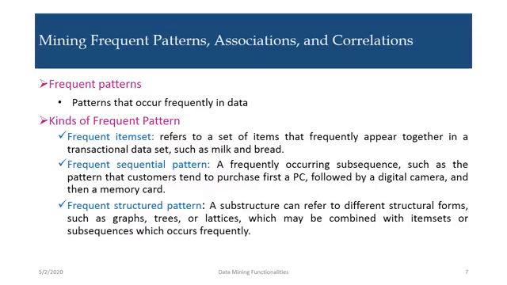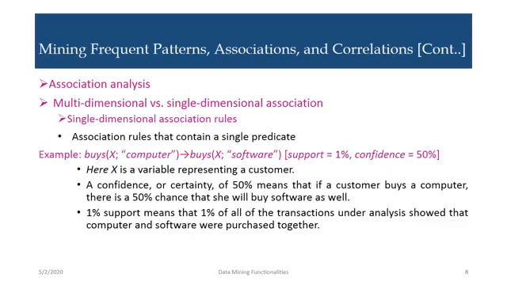Next is frequent structured pattern. A substructure can refer to different structural forms such as graphs, trees, lattices, which may be combined with item sets or subsequences which occur frequently. Now suppose we have item sets like graphs, trees, lattices. If that can be combined with a transactional data set or the items, and if it is occurring frequently, then we can say it is under the category of frequent structured pattern.